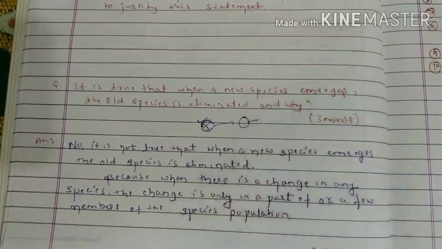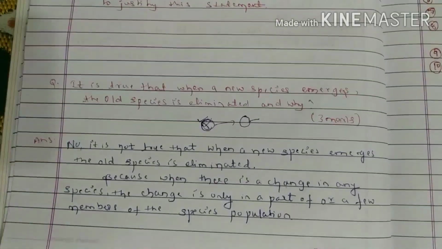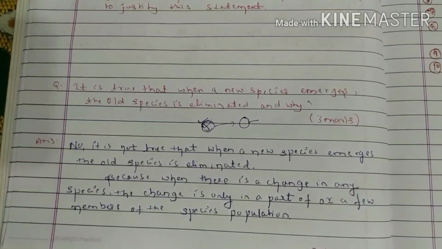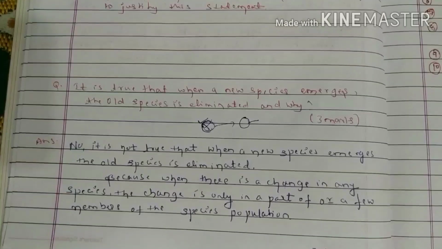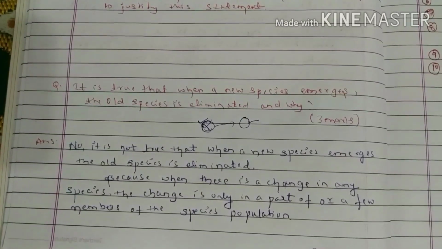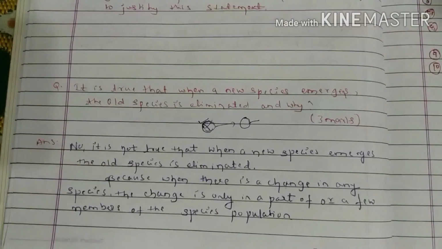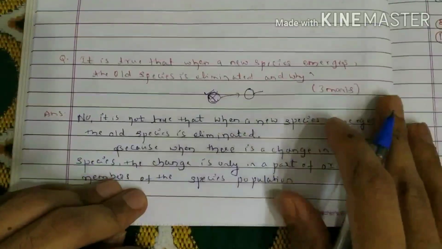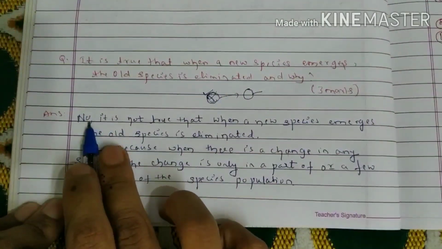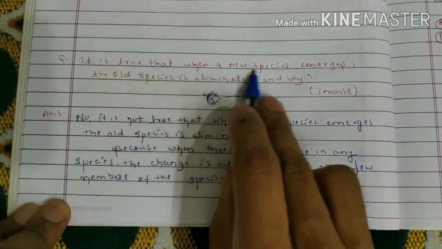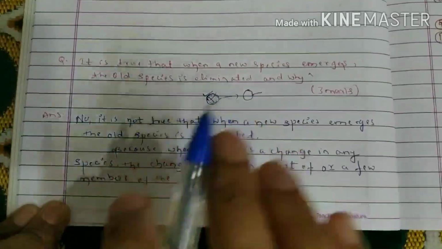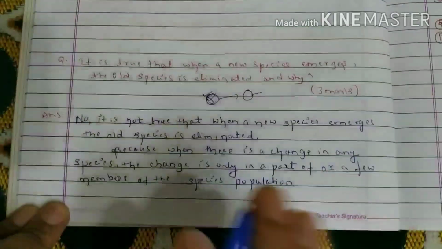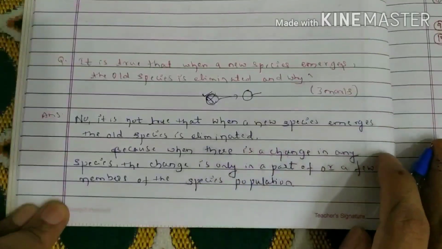They are not eliminated. When evolution takes place, at every step the ancestors are not eliminated; they are present, but they are less strong than the new species. Since this is a 3-mark question, we have to give a full answer. The answer is no: when a new species emerges, the old species is not eliminated. The old species also exist alongside the new species; both are present in nature.